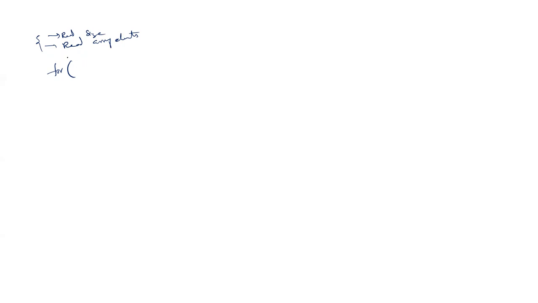Okay. Let's take i equal to 0, i less than n minus 1. Why is the reason for n minus 1? I'll tell you. i plus plus. Done. Now take the minimum index.